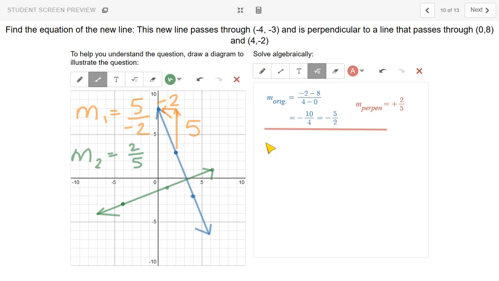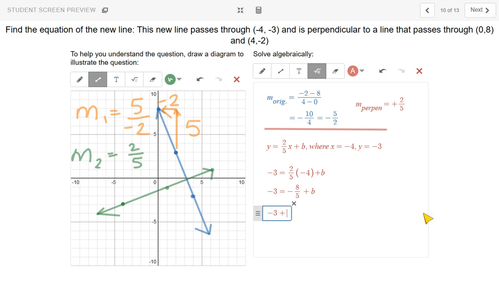Let's write our partial equation so that we can find the y-intercept. y is equal to 2 over 5x plus b. Now, we know the one point is -4 and -3, where x is equal to -4 and y is equal to -3. Now, let's substitute this in. -3 is equal to 2 over 5 times -4 plus b. -3 is equal to -8 over 5 plus b.